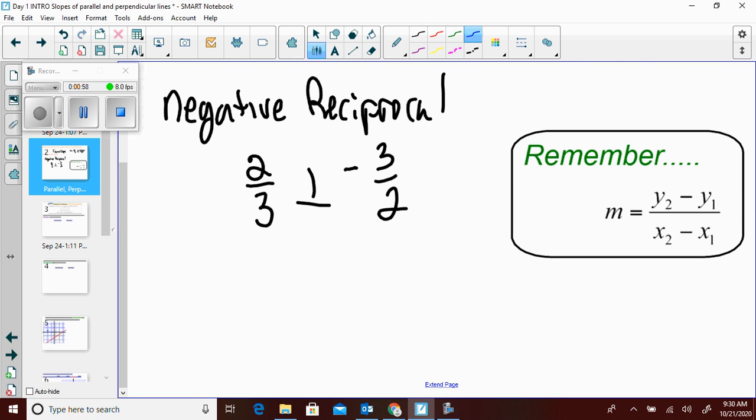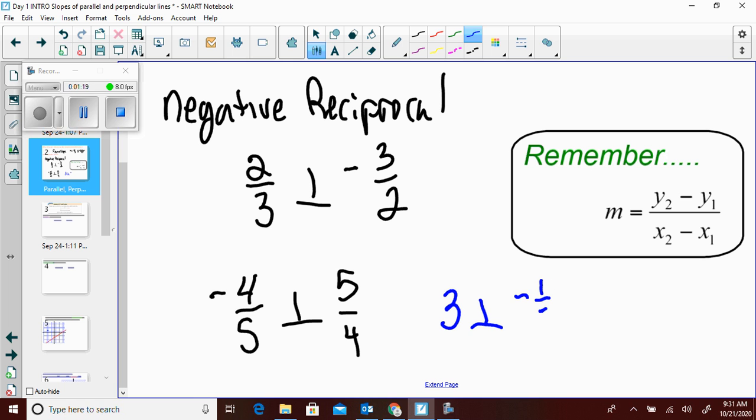Okay. -4/5 is perpendicular to 5/4. Three is perpendicular to what? -1/3. Because remember, 3 is just really 3/1. To find slope, change in y over change in x.